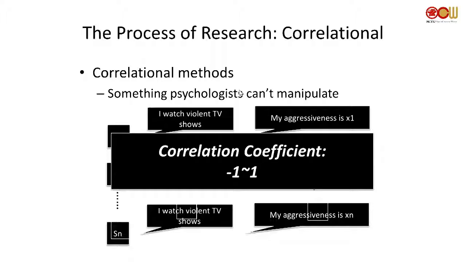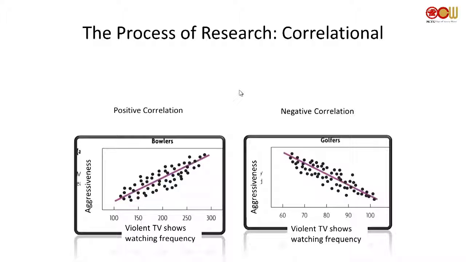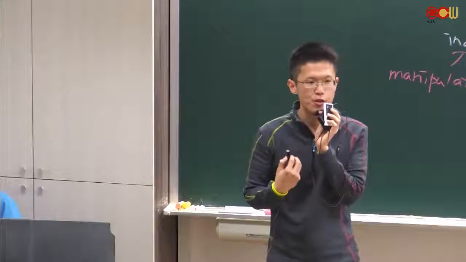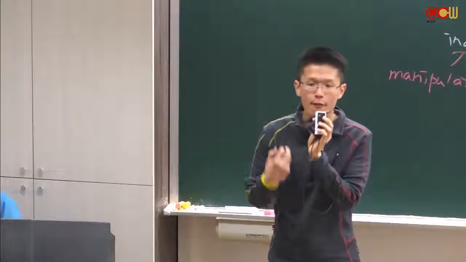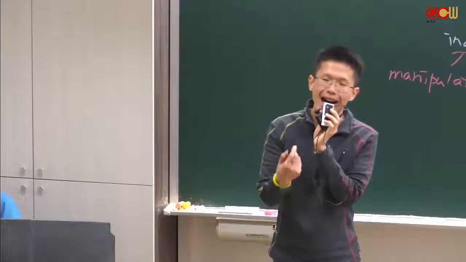You calculate their correlation coefficient, 相关系数, huh? And it ranges from -1 to +1. Okay. Supposedly, you should have learned a little bit about correlation coefficient in your high school descriptive statistics. Basically, for correlation coefficient, you are trying to find the relationship between two variables. For example, your weight and your height.